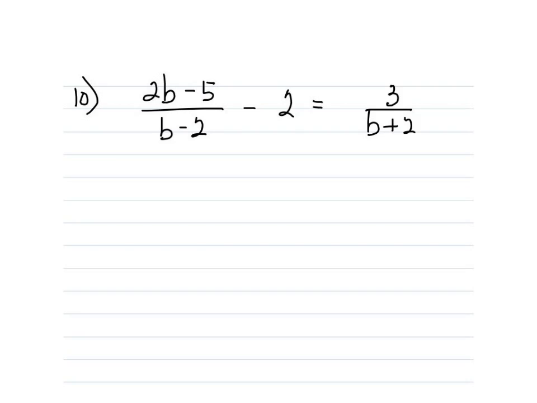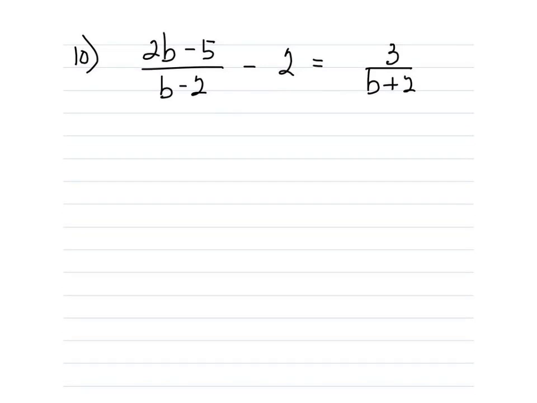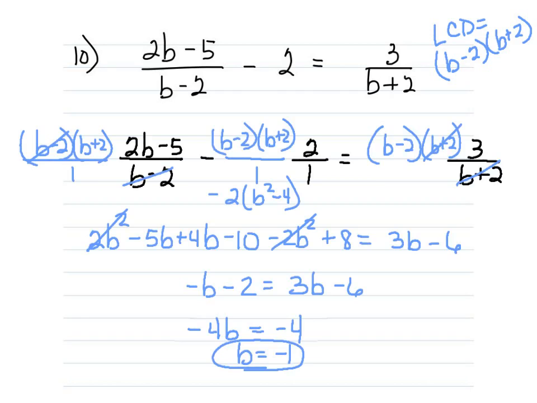Try number 10 on your own. Just real quick for number 10, the least common denominator is b minus 2 times b plus 2. Okay, please check your answer. b equals negative 1.